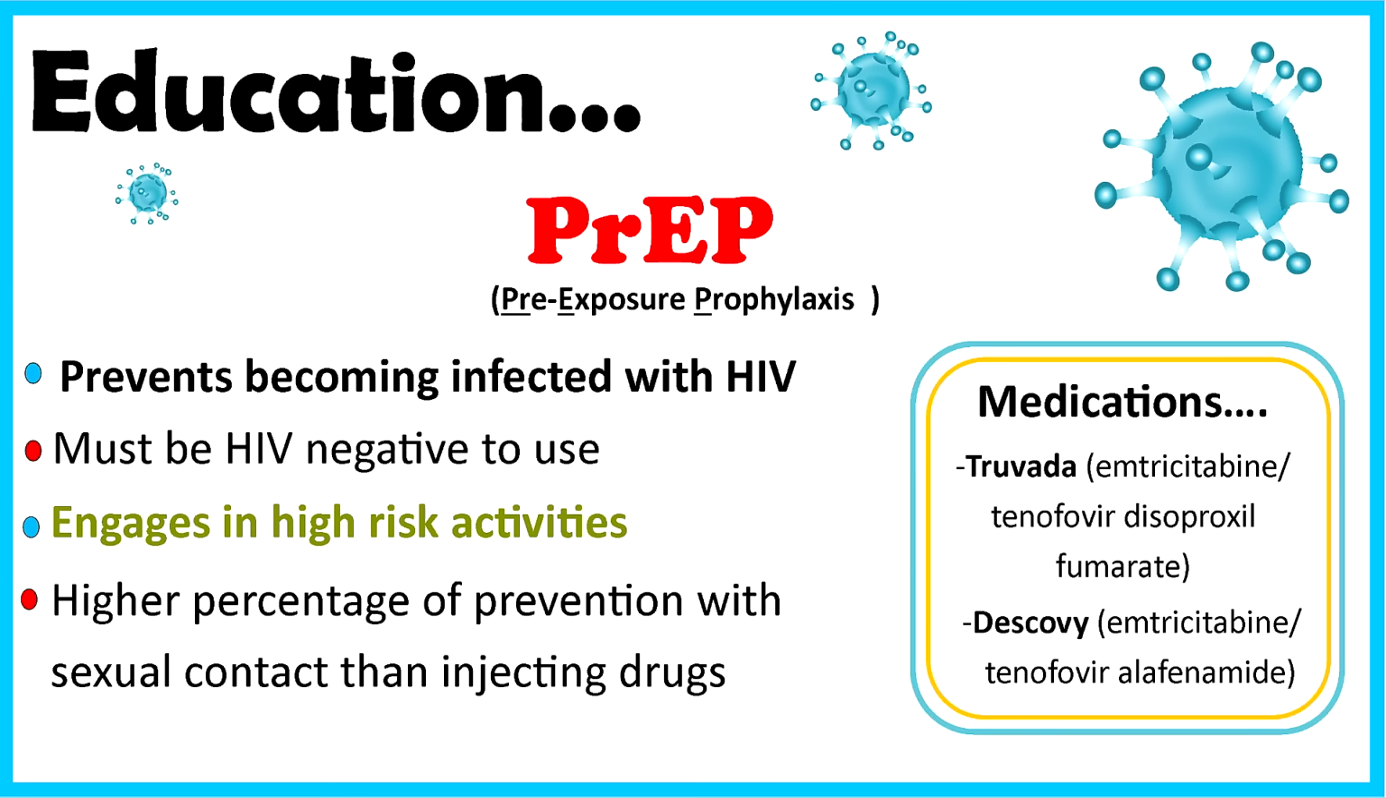Now let's say that you do have a patient who is high risk for HIV and they get tested, they're negative for HIV. Well, you want to provide them with some education on PrEP. PrEP is pre-exposure prophylaxis, and this prevents them from becoming infected with HIV. And to use this, they must be HIV negative and engage in high-risk activities. And some medications that are used for this are Truvada and Descovy. So patients who do take this can have protection from getting HIV if they engage in sexual contact or injecting drugs. It can provide protection, but there is a higher percentage of prevention with sexual contact than injecting drugs with this.